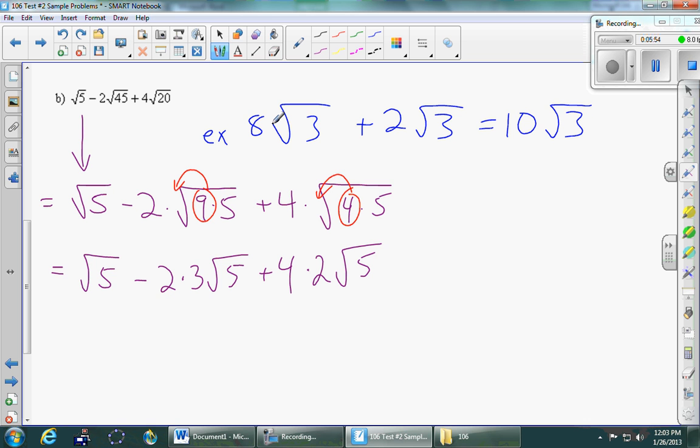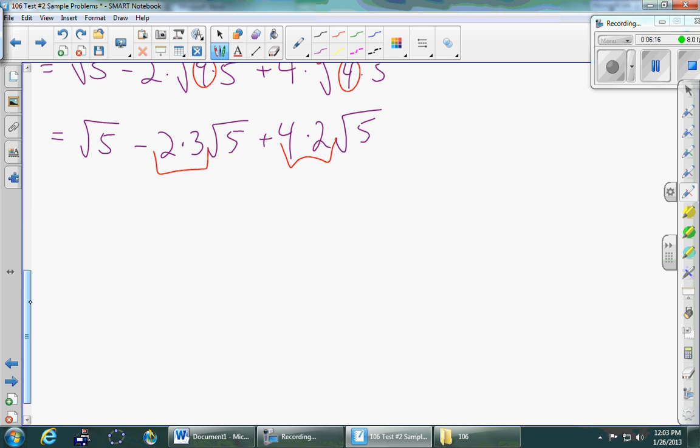And I've been really careful here to write out these dots. It's all multiplication, although you wouldn't know it looking at the original problem because we're a little bit lazy. We don't write those dots unless we really have to. So it's multiplication here when it comes time to deal with this, for example, the 2 and the 3, as well as the 4 and the 2. We're multiplying them together. So we get square root of 5 minus 6 square root of 5 plus 8 square root of 5.